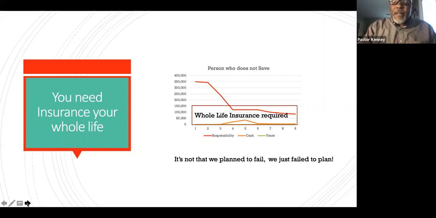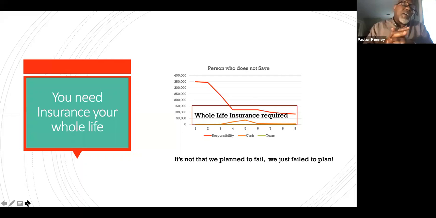So if you're that kind of person, you do need a policy your whole life. So, I mean, a lot of people fall in this category. There is a need for whole life insurance for people who don't choose to invest or are not able to invest. And there are a lot of people in this situation.